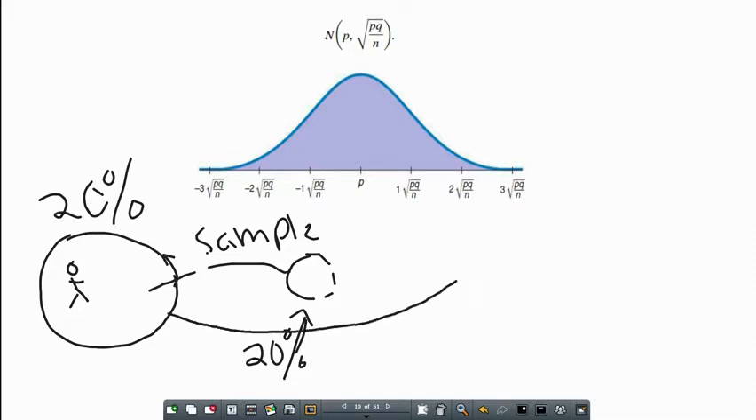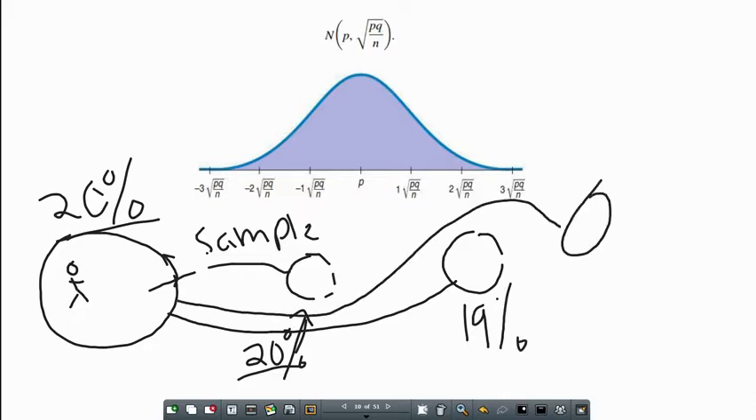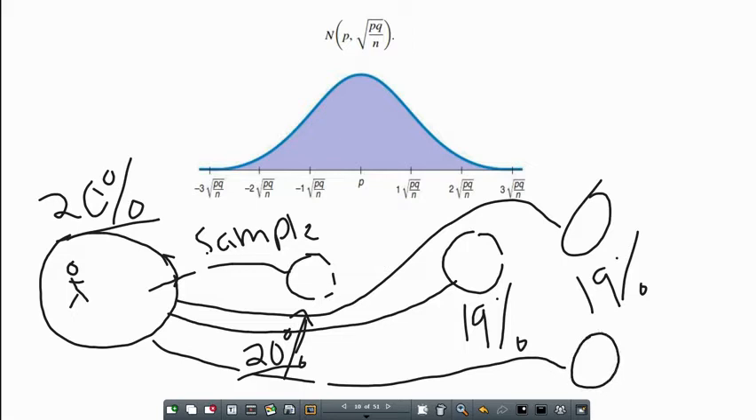But then we're going to take another sample and find out what that one was. Let's say the one over here was indeed 20%, exactly like our population, pretty much dead on. This one ended up being more around 19%. Then we did it again, and that sample ended up being around 19% as well. We did it another time, and that sample ended up being 22% that time. And we just draw all of these samples.